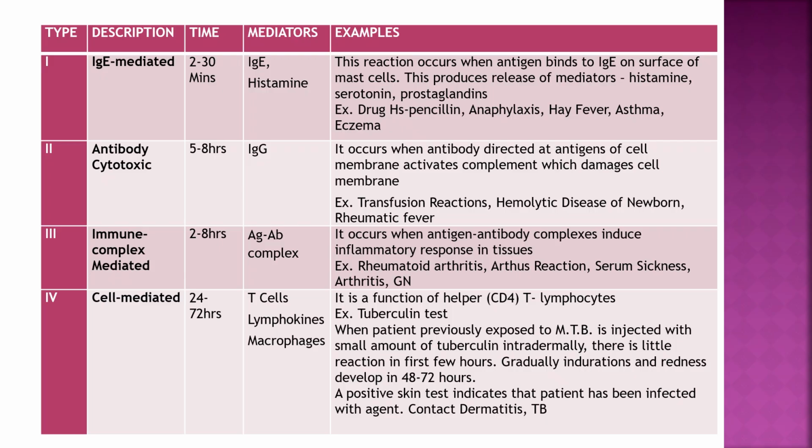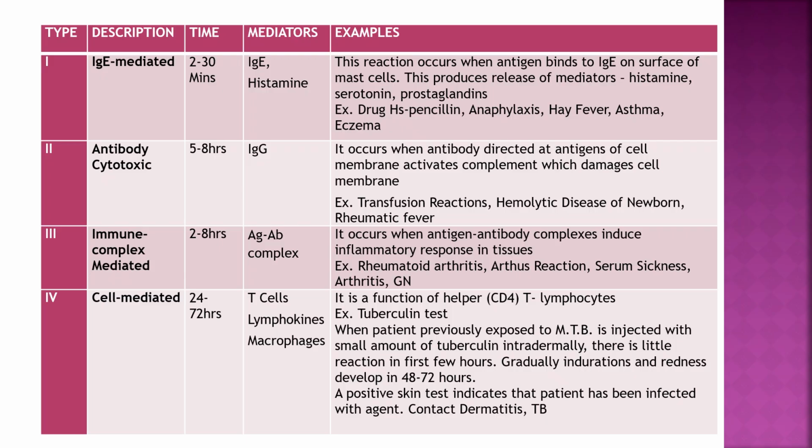Type 2 is antibody cytotoxic, time within 5 to 8 hours, mediator IgG. It occurs when antibody directed at antigens of the cell membrane activates complement which damages the cell membrane. Examples: transfusion reaction, hemolytic disease of newborn, rheumatic fever. Type 3 is immune complex mediated. Time is 2 to 8 hours, and the mediator is antigen antibody complex. Mechanism: it occurs when antigen antibody complexes induce an inflammatory response in tissues. Examples: rheumatoid arthritis, Arthus reaction, serum sickness, arthritis, and glomerulonephritis.